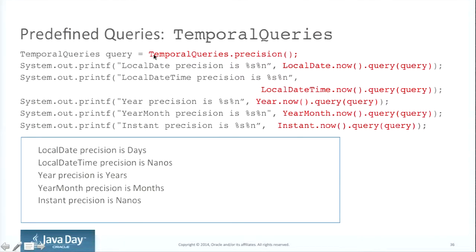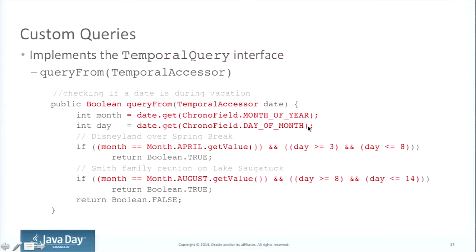How do we get that information? We're using a predefined query that is precision, and I can apply that query to a particular date. So I create my LocalDate to be now, and the query that I want is precision. And that's what I'm doing, just printing out the precision from that day. So for date time, for year, year month, and for instant. That's how to query your objects.